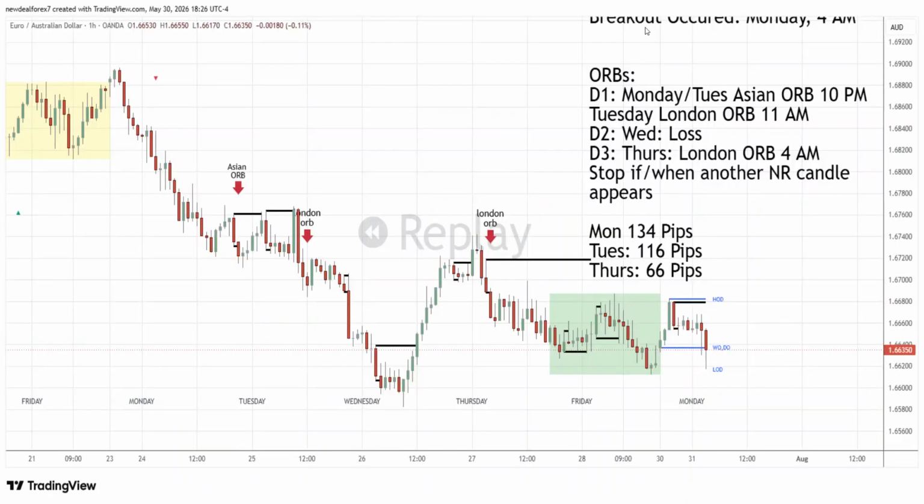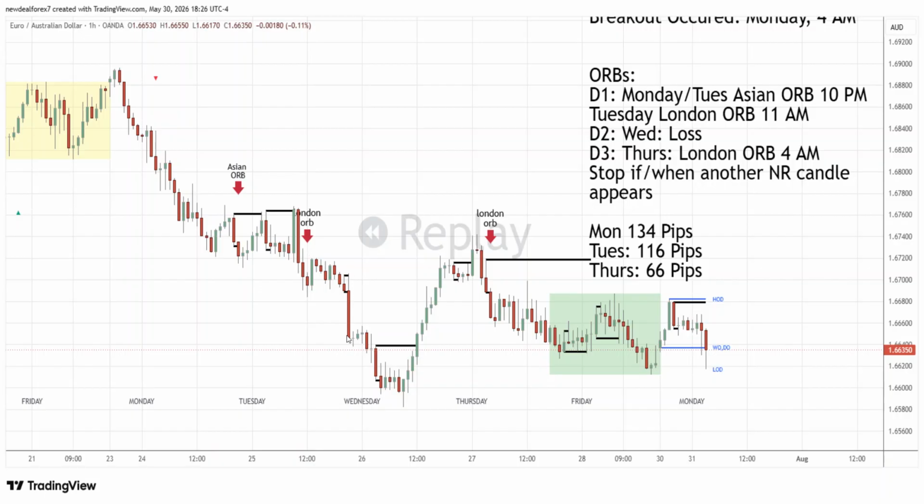Next up, this one here, the breakout occurred Monday at 4 a.m., which is right here. This here, the indicator fired. This is our NR7 range. Okay, price fired right there. And then this gave some great price action to the downside. So Monday going into Tuesday, you had an open range breakout at 10 p.m. right there. London set up right here at 11, so on and so forth.